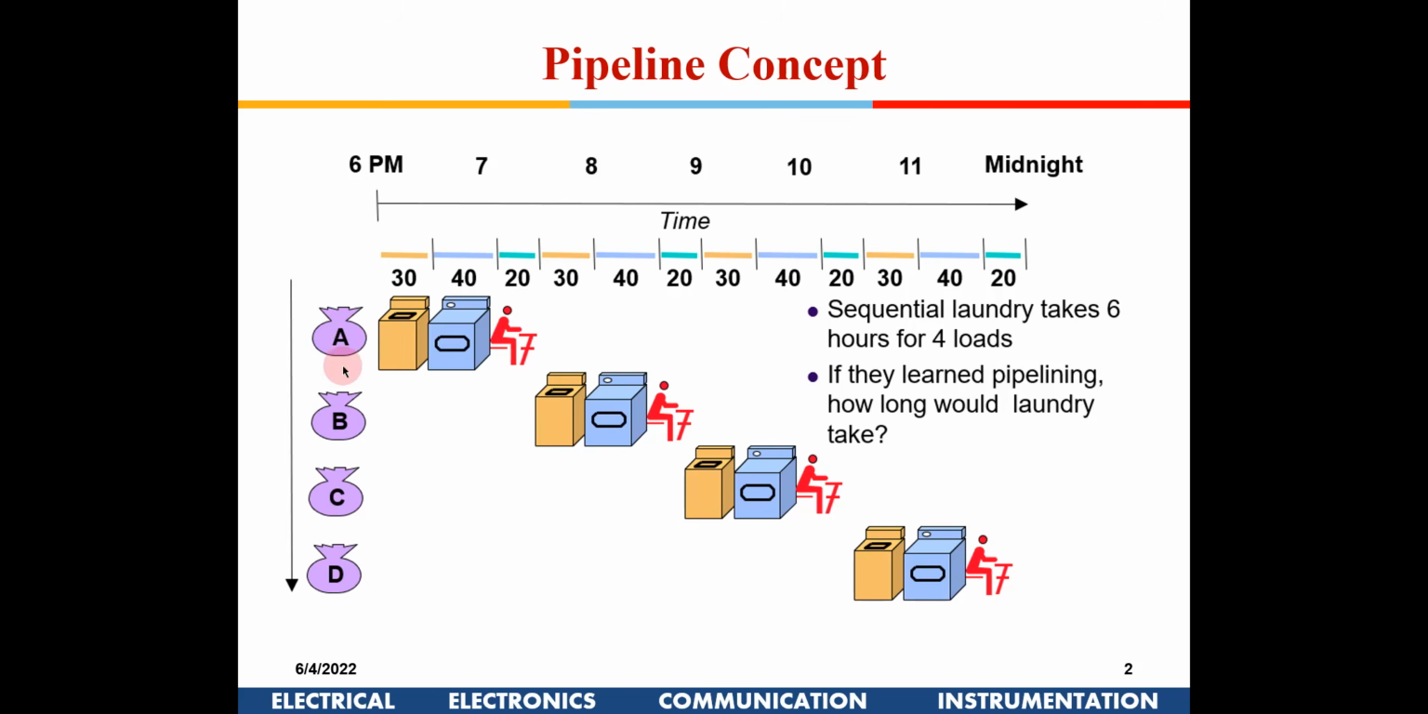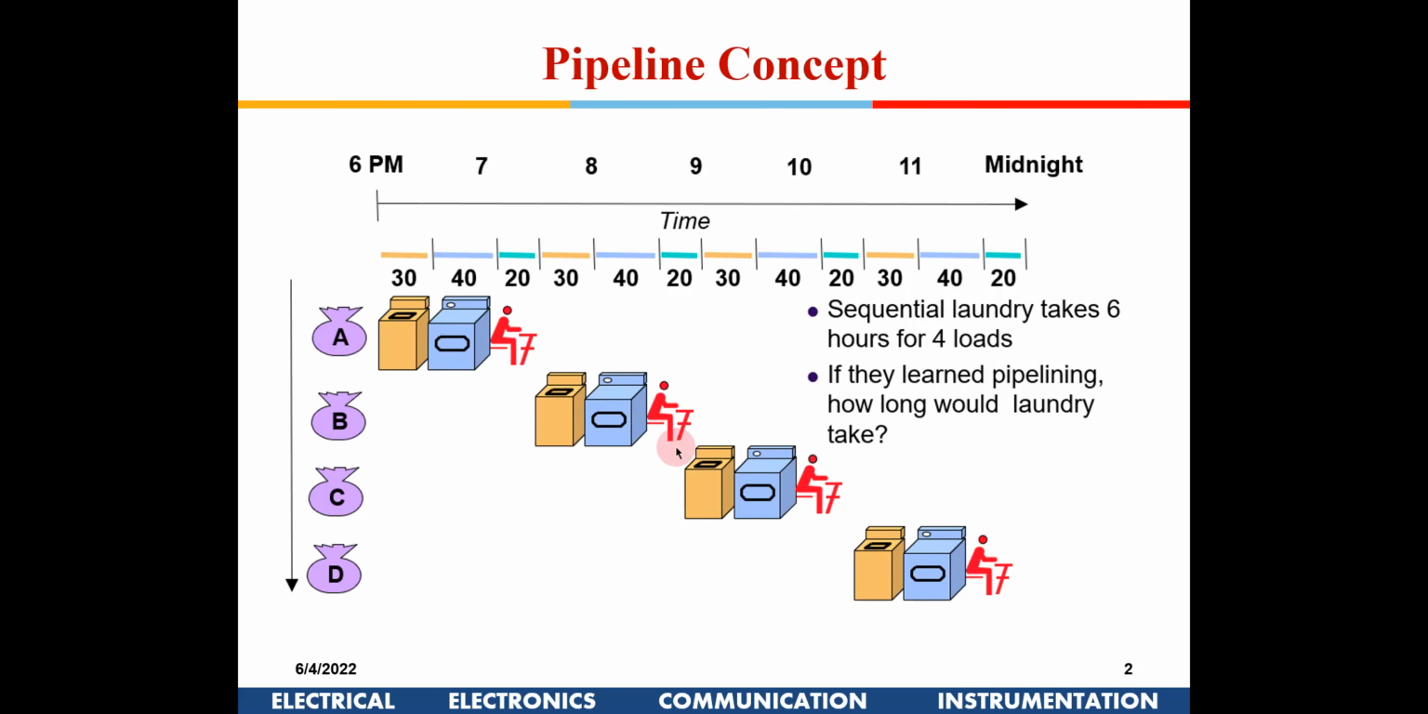Now suppose he has got a lot of clothes from 4 different customers. For each customer he is going to take 30 minutes for washing, 40 minutes for drying, and 20 minutes for folding and pressing, right? So the total is going to be 1.5 hours. Another 1.5 hours for customer B, 1.5 hours for customer C, and 1.5 hours for customer D. So you have a set of 4 customers.